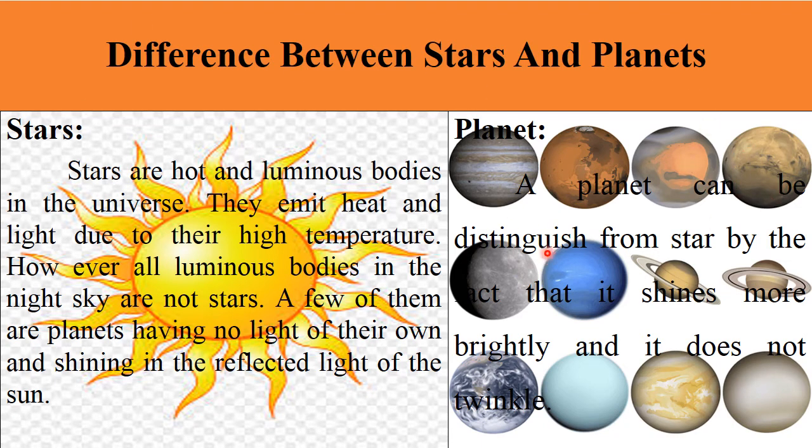A planet can be distinguished from a star by the fact that it shines more brightly and it does not twinkle. It means when we see a planet which is luminous, its shining is very high and it does not look like a twinkle. This is the basic difference between the stars and the planets.